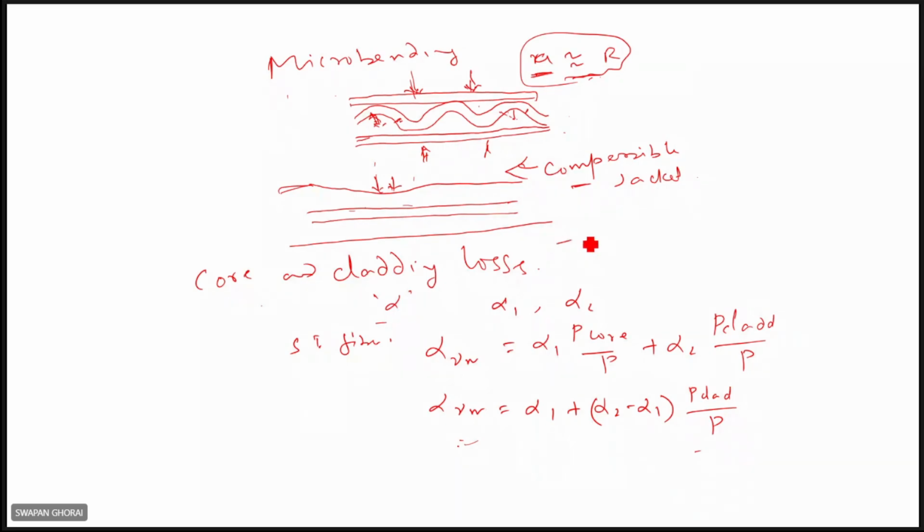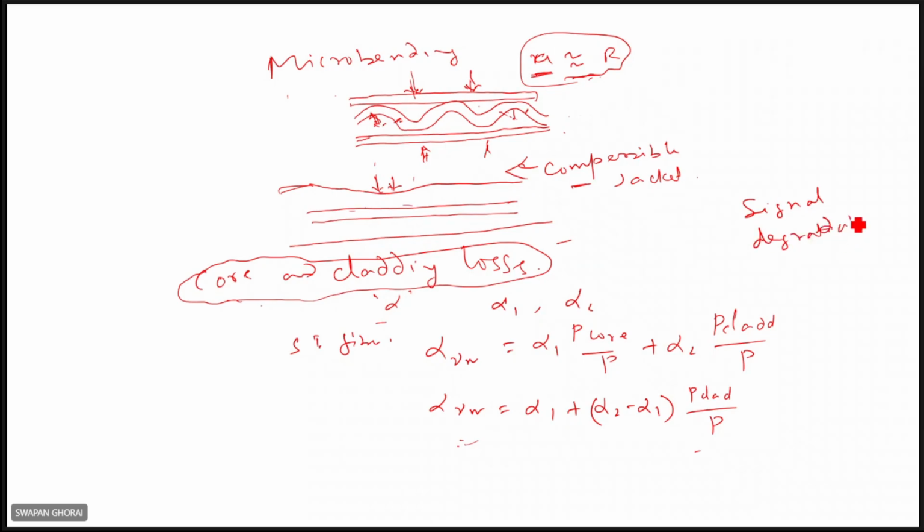Another class of loss is core and cladding losses. That is not mentioned initially. This loss you also have to consider when you consider signal degradations. Signal degradation, not signal distortion. These two things you must keep in mind. Signal degradation is because of attenuation. And there is signal distortion. These two are different. Signal distortion we'll see next time.